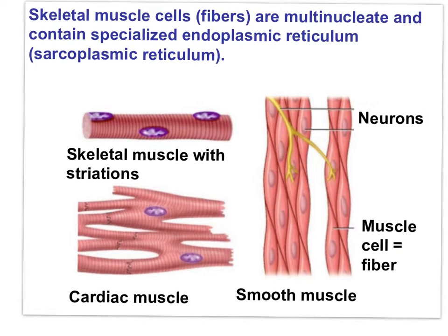As I bring this movie to an end, and I anticipate Topic 11 Part 4, Movement B, I want to remind you that we will focus on skeletal muscle. Skeletal muscle cells, fibers, are multinucleate and contain specialized endoplasmic reticulum called sarcoplasmic reticulum. Skeletal muscle has a striped pattern. These stripes are known as striations. Striations are important in understanding muscle function.